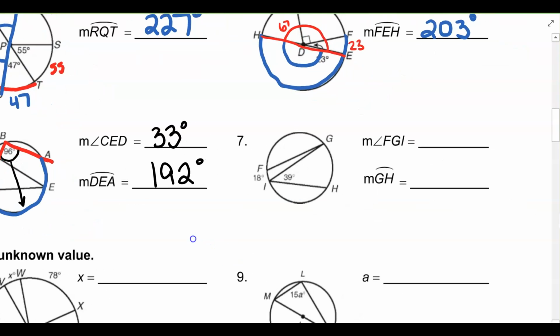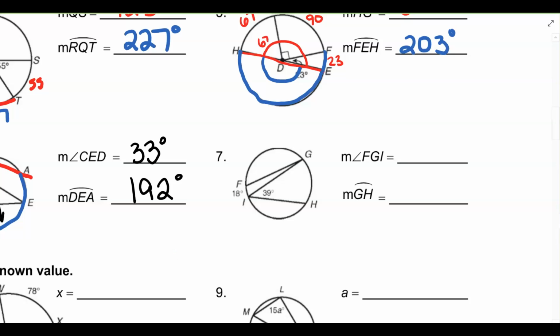Number 7. Measure of angle FGI. So to follow this rule, this is an inscribed angle because the vertex is on the circle. The arc that it intercepts is 18 degrees, so the angle is worth half of that, making it 9 degrees. Next, we want the measure of arc GH. So if the angle is 39, then the arc that it intercepts will be double that. So double 39 gives me an arc of 78 degrees.